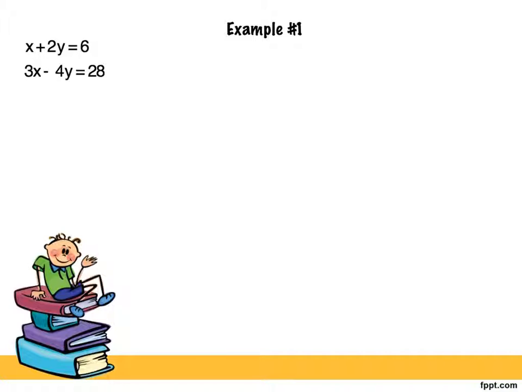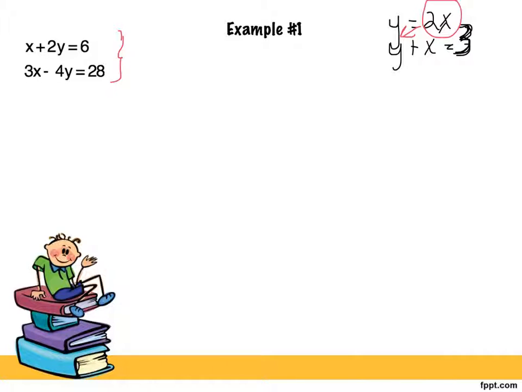Here we have the example x plus 2y equals 6 and 3x minus 4y equals 28. In our previous lessons, we had an equation that looked like this, y equals 2x, and then we had something like y plus x equals 3. And then we would take this 2x and we would substitute it in wherever we saw the y, and we would solve. If you notice in our new system here, there is no equation where y or x is by itself. So that's going to be our first task.